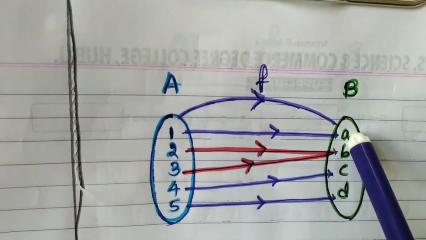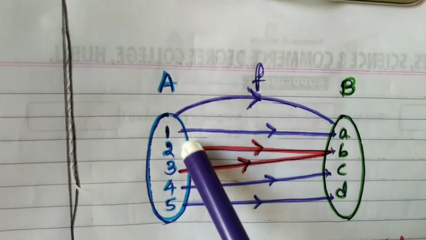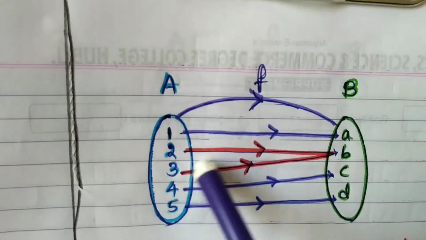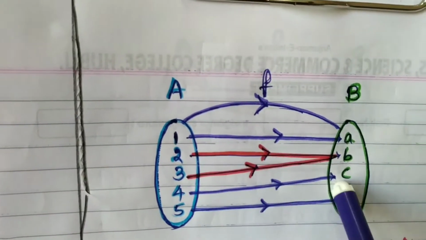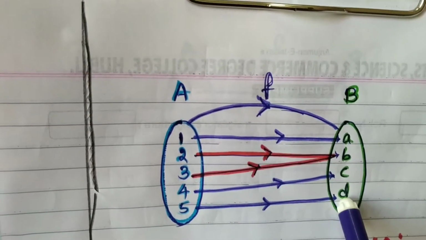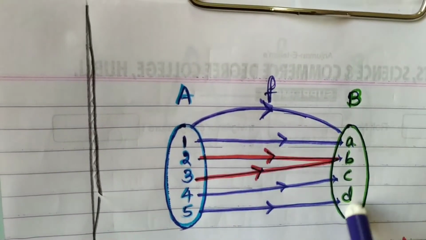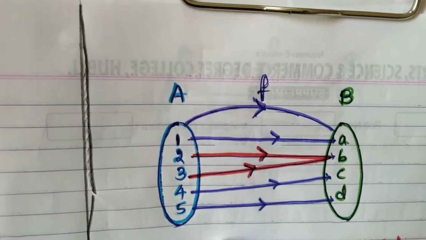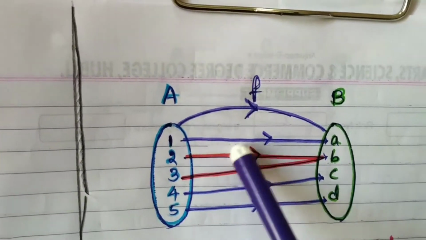This arrow mark shows that f of 1 equals A, or 1 is associated to A. 2 and 3 are associated with B. 4 is associated with C, and 5 is associated with D. So it is the diagrammatical representation of the function whatever we defined.